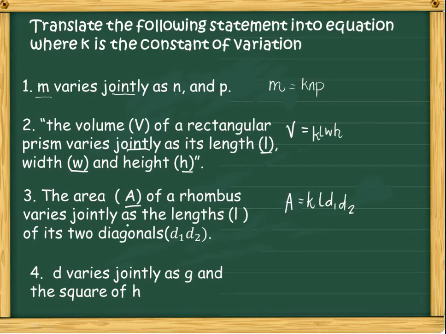Last item. D varies jointly as G and the square of H. So, yung unang variable na binanggit ay si D. So, isolate natin si D. D is equal to, we have the word jointly. So, we're just multiplying K to G and the square of H. So, D is equal to K times G times H squared.